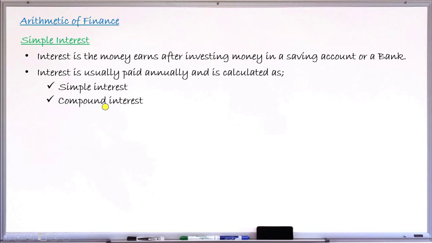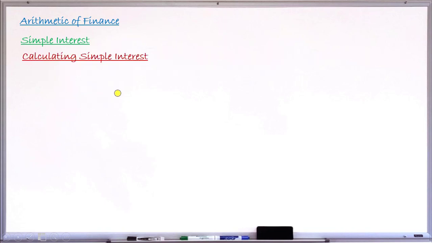For the sake of this lesson, the interest that you are going to learn how to calculate is the very first one, simple interest. Later on, in our next lesson, we'll learn how to calculate the compound interest. So let us move on and learn how to find this simple interest.